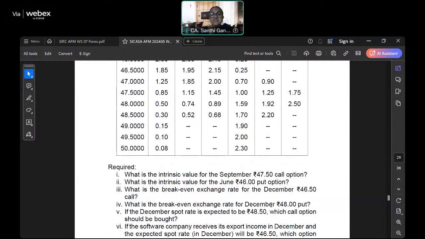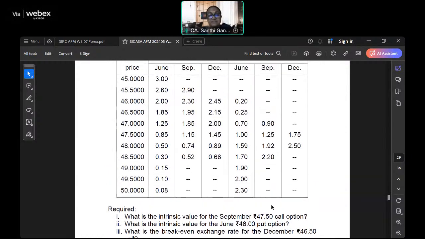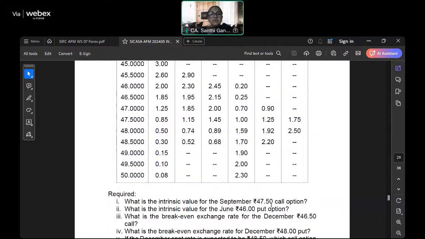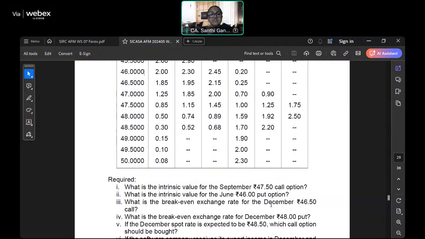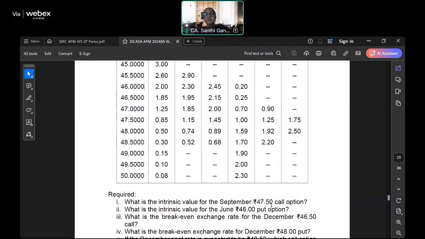Please solve these, then we can discuss. First, intrinsic value for call put, then break even for call and put. Do that, then we can continue.